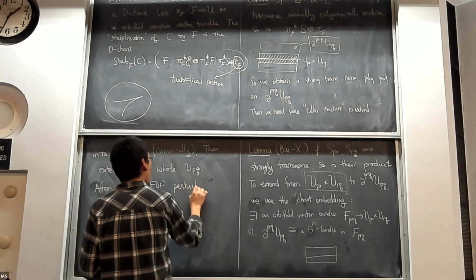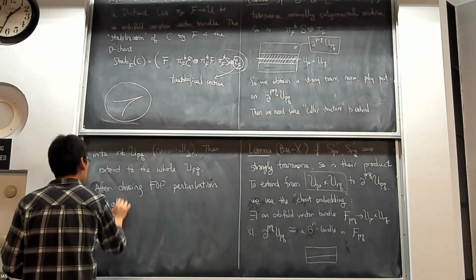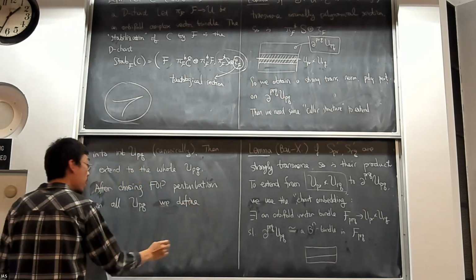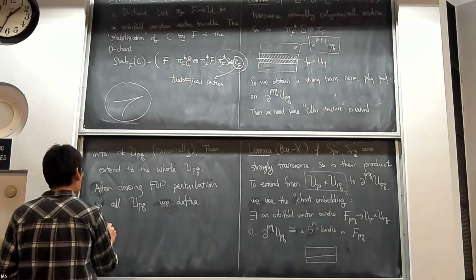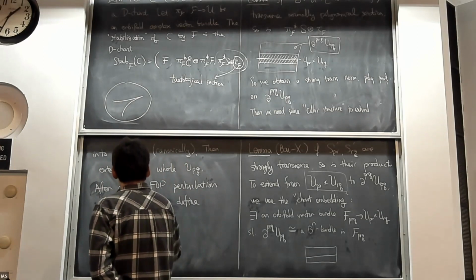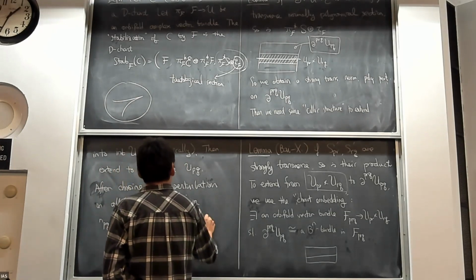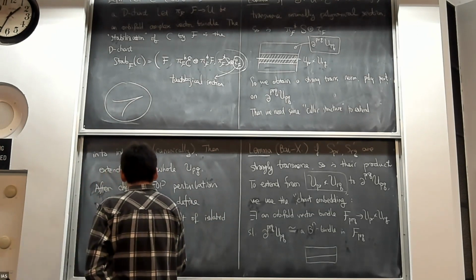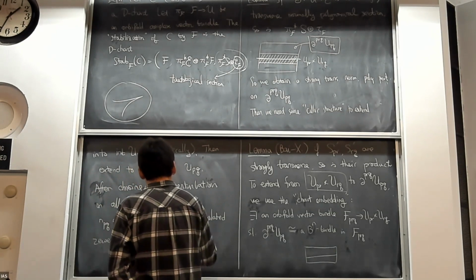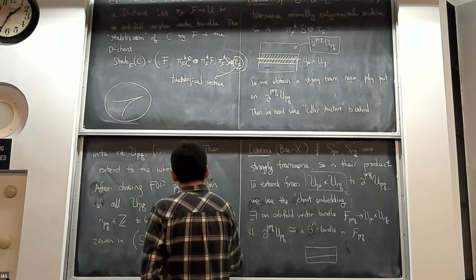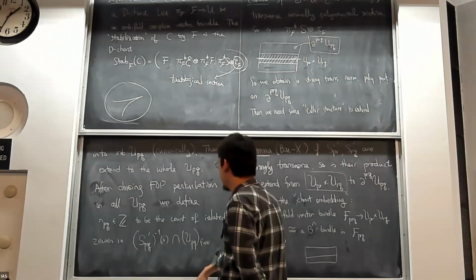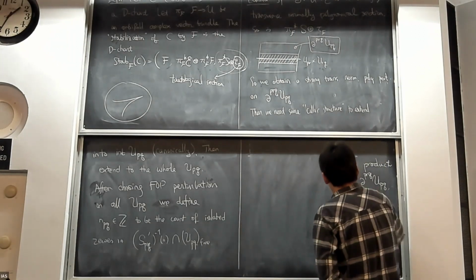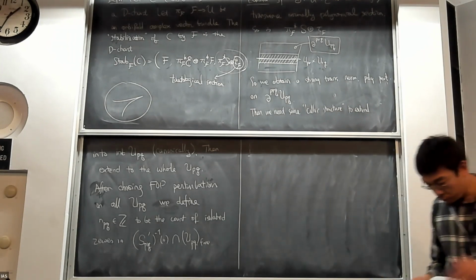Perturbations. We define N_PQ, an integer, to be the count of isolated zeros in the manifold part of this perturbed zero locus. And then those coefficients can be used to define the chain complex.